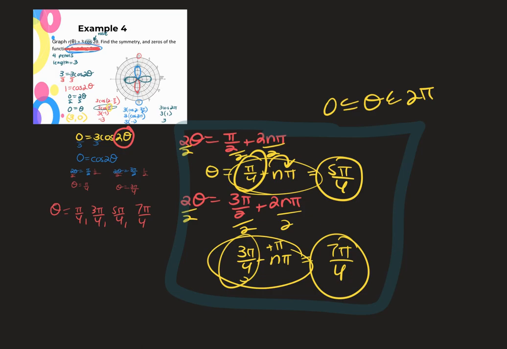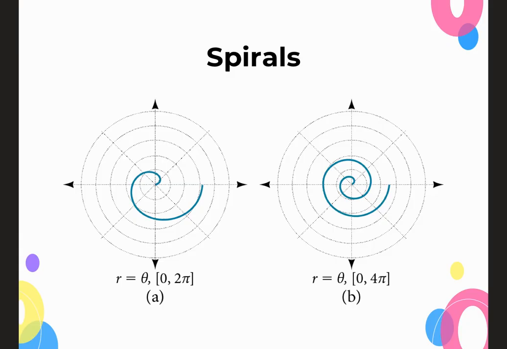All right. Last one is called a spiral. And a spiral looks like a spiral. A spiral is r equals theta or some sort of relationship with theta. It could be 2 theta. It could be theta over 2. It could be 2 over theta. But there is no sine or cosine in these. This equation will not have a sine or cosine, so it will not have symmetry. And it creates a spiral.